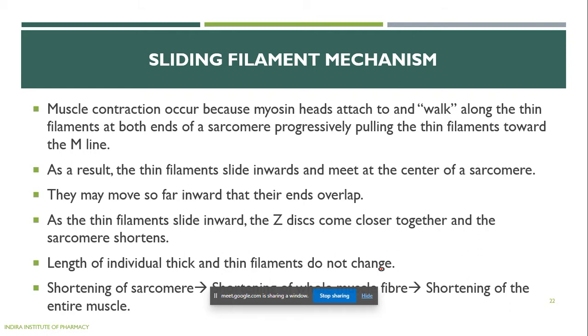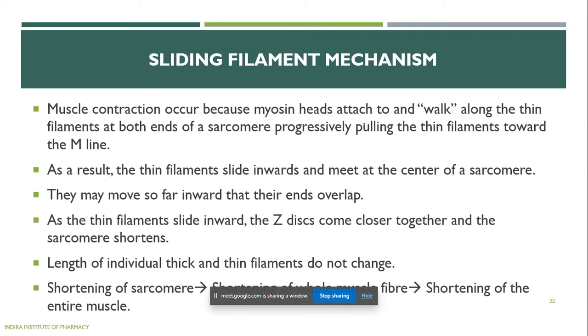Okay, so sliding filament mechanism is the mechanism by which the contraction of the skeletal muscle happens. And why is it called a sliding filament mechanism? The reason is the muscle contraction occurs because myosin heads attach to and walk along the thin filaments at both ends of the sarcomere, progressively pulling the thin filament towards the M line.